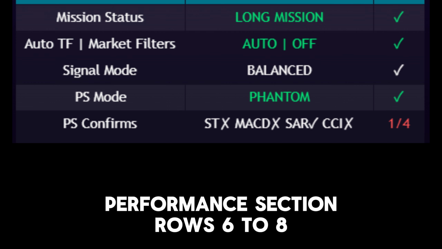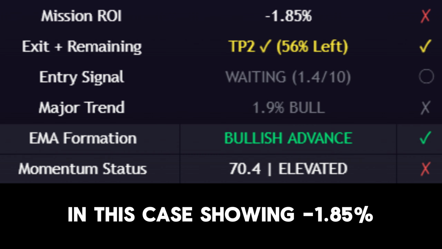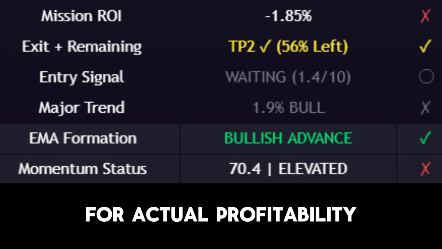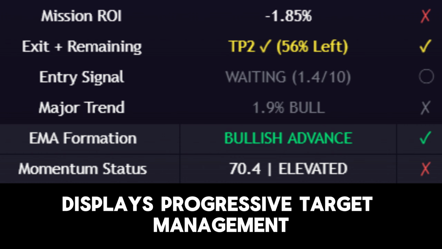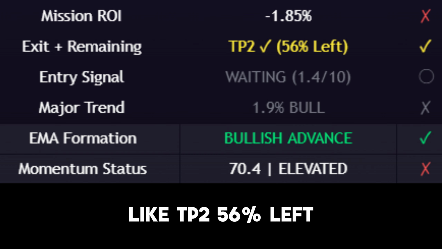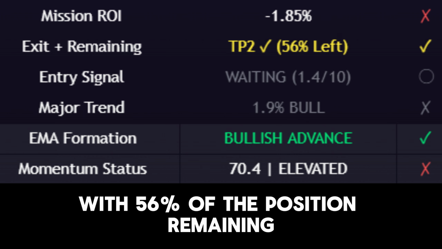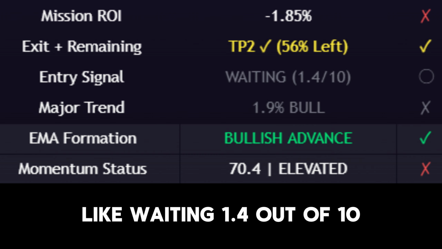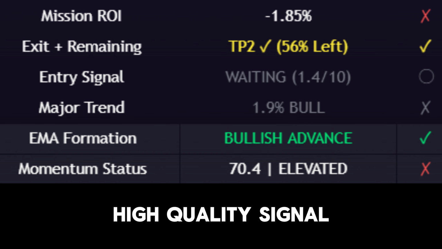Performance section, rows 6 to 8. Mission ROI provides performance measurement, in this case showing -1.85%, which includes round-trip commission costs for actual profitability. Exit plus remaining displays progressive target management like TP2, 56% left, showing the second target was achieved with 56% of the position. Remaining entry signal shows signal strength assessment, like weighting 1.4 out of 10, indicating the system is waiting for a new high-quality signal.